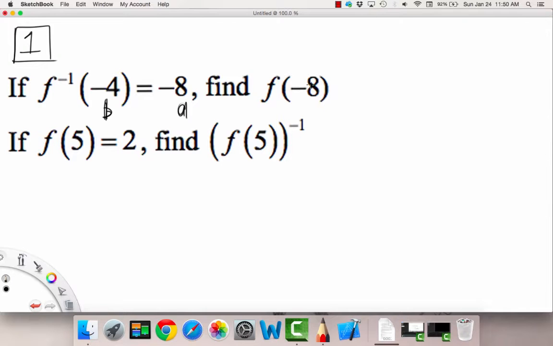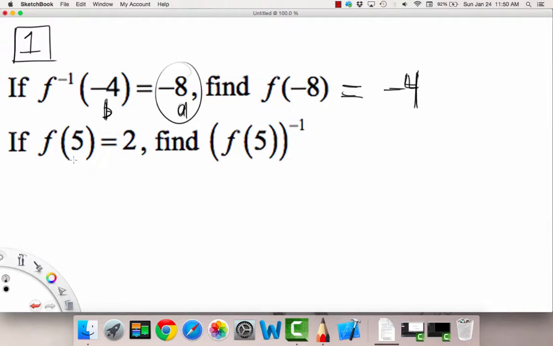When we plug the output of our inverse into the original function, we just get back the original input of our inverse. So again, the values just swap, the inputs and the outputs for our function and our inverse function. The second one is a little bit tricky. We have to be careful with the notation.